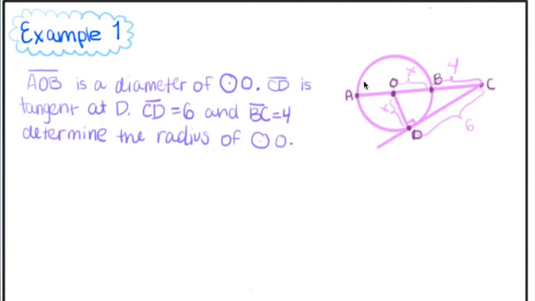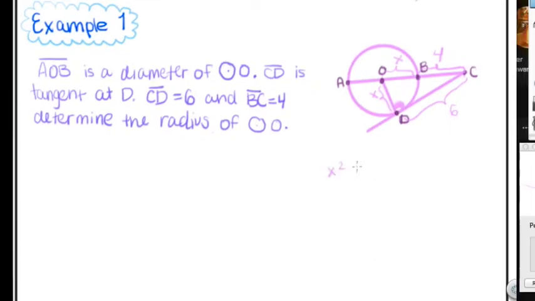What else do we know about this problem? We know that if CD is a tangent, then the radius to the tangent will be perpendicular, right? We also know that both OD and OB are radii, so they will be the same length. So let's call them both X, so now we have a right triangle. And that is a perfect setup to use the Pythagorean theorem. So we can set up the equation x squared plus 6 squared will equal x plus 4 squared.